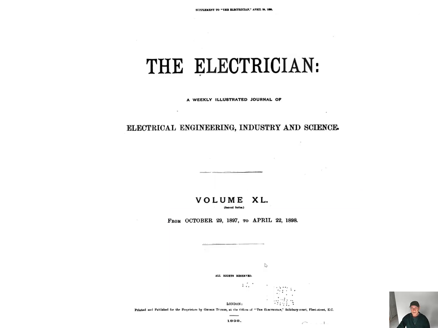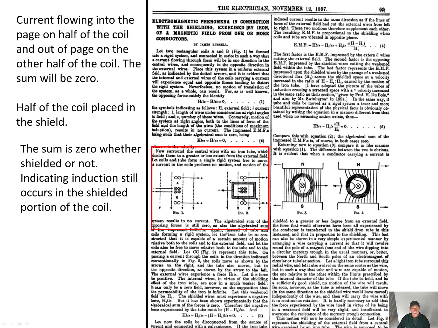So the prior experiments, this is from a document, Electrical Engineering Industry and Science, volume XL, from October 29, 1897. Here the author did some experiments. He placed coils, which he first tested without a shield and then with a shield around them.